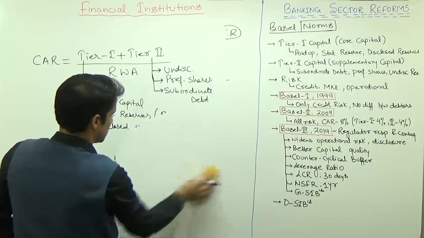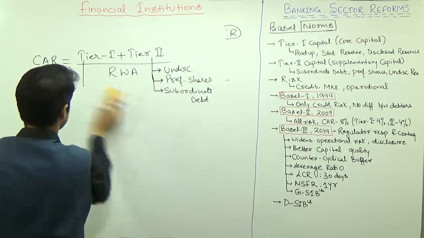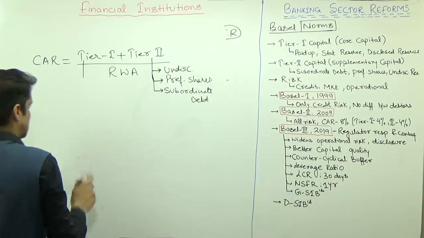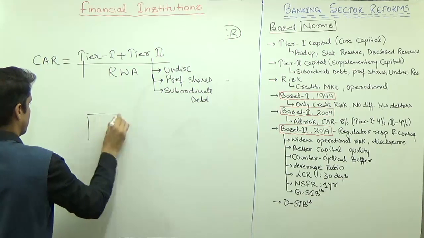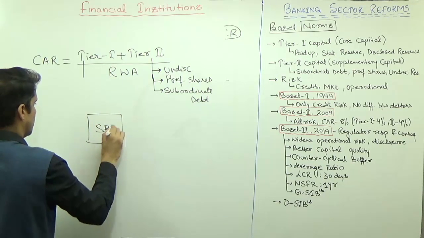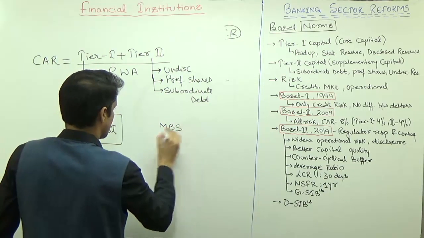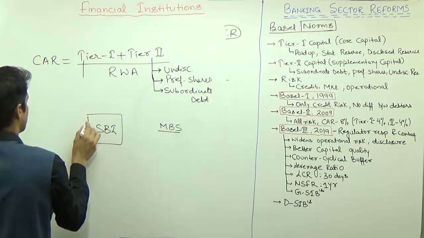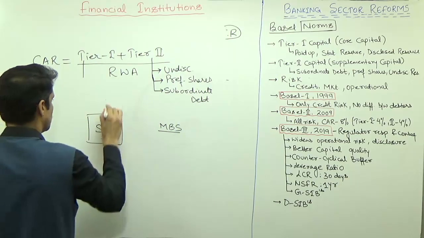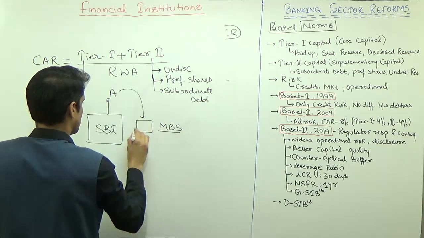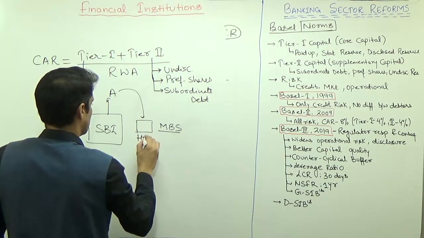Let's discuss what subordinate debt means. Suppose this is a bank, SBI is there, and SBI has created a mortgage backed security. SBI has given a loan to A, and in return A gave the house papers.